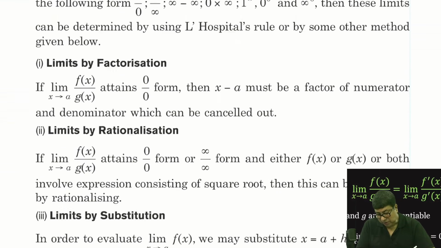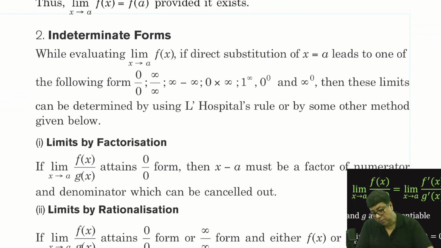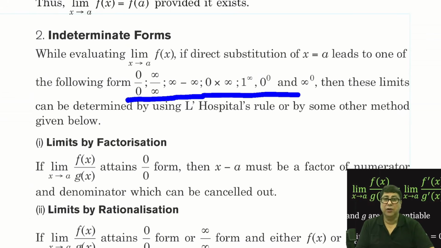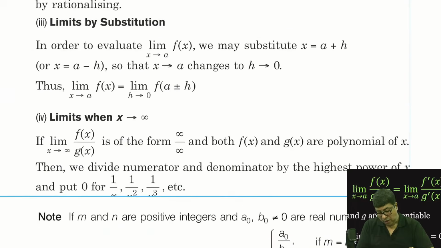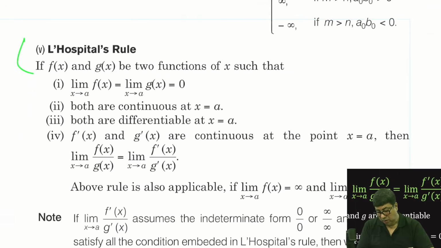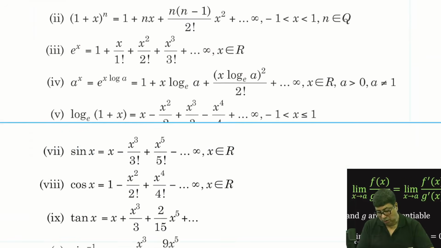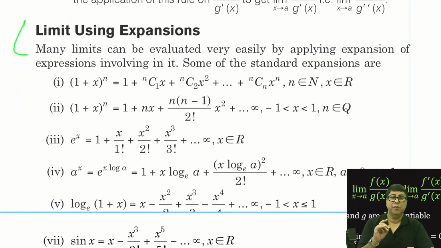Series-based examination means there are 7 forms of L'Hopital: 0 by 0, infinity by infinity, infinity minus infinity, 0 into infinity, 1 to the power infinity, 0 to the power 0, and infinity to the power 0. These 7 forms are now coming in the examination. Whatever we do here, remember L'Hopital is okay, you know L'Hopital. Most importantly, nowadays limit is regularly coming in the JEE Main examination.